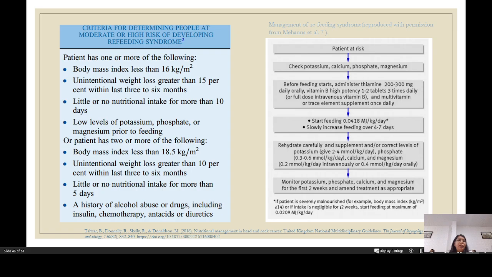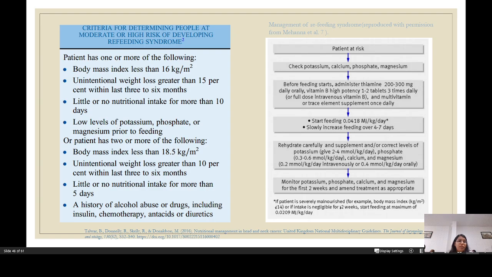Criteria for determining moderate or high risk of developing refeeding syndrome: the patient has one or more of the following, which include body mass index less than 16 kg per meter square, unintentional weight loss greater than 15% within the last 3 to 6 months, little or no nutritional intake for more than 10 days, or low levels of potassium, phosphate, and magnesium prior to feeding.